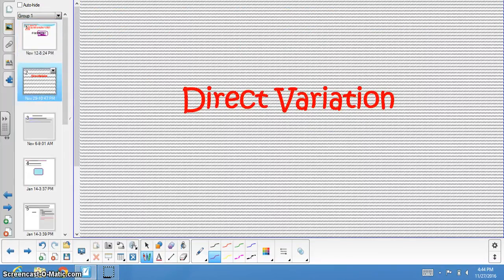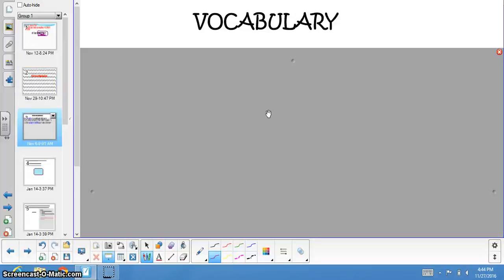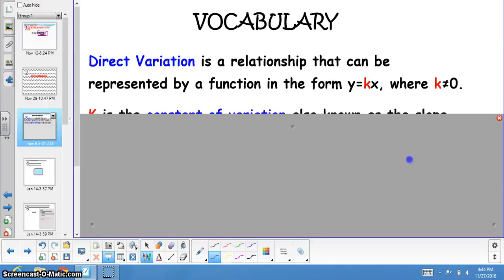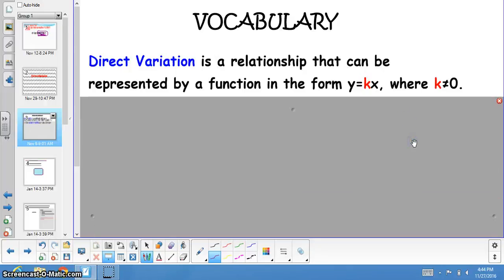You may want to take some time to get these notes into your notebook. Pause the video where you need to. The first thing you need to understand is the vocabulary word direct variation. Direct variation is a relationship that can be represented by a function, and we've talked about that before, in the form y equals kx, and k cannot be 0.